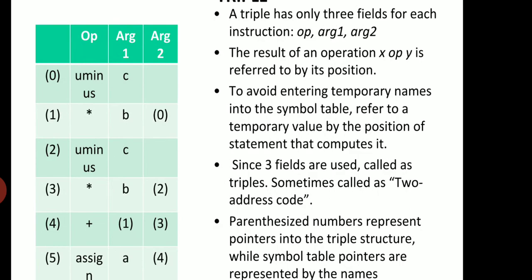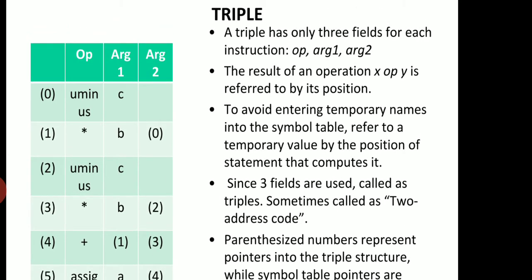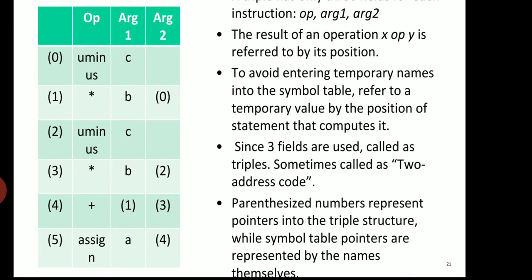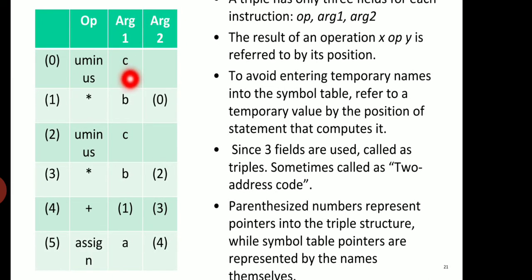Since 3 fields are used, it is called triples, and sometimes called 2 address code, because only 2 addresses are possible besides the operator. Parenthesized numbers represent pointers into the triple structure, while symbol table pointers are represented by the names themselves. Here c will be a pointer to the symbol table, but parenthesized numbers like 0, 2 and 3 will simply be pointers into the triple structure.